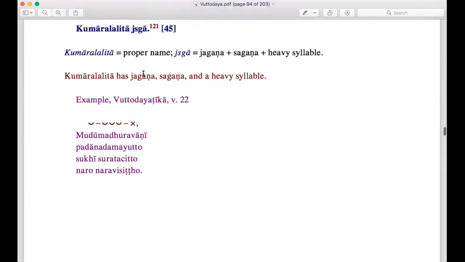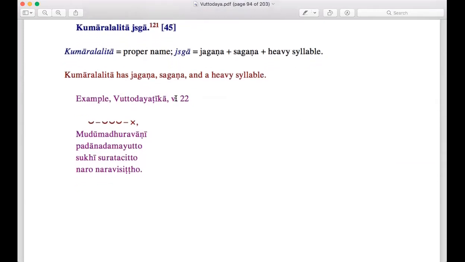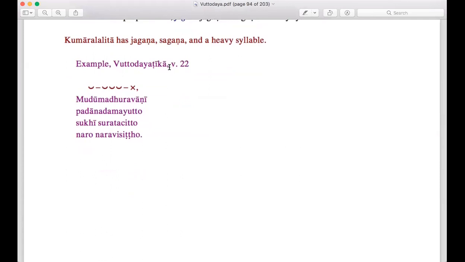So for example, there is a verse in the Vuttodaya Tika, the subcommentary of Vuttodaya. Mudu madhura vani padana dhamma yutto sukhi surata chitto naro nara visitto. So here you see Mudu 1, 2, 3, 4, 5, 6, 7. There are 7 syllables in this line. In the second line also 1, 2, 3, 4, 5, 6, yut 6, 7. So there are 7 syllables in each line.